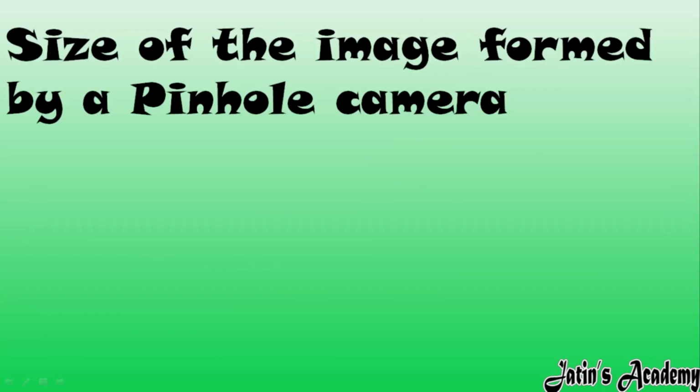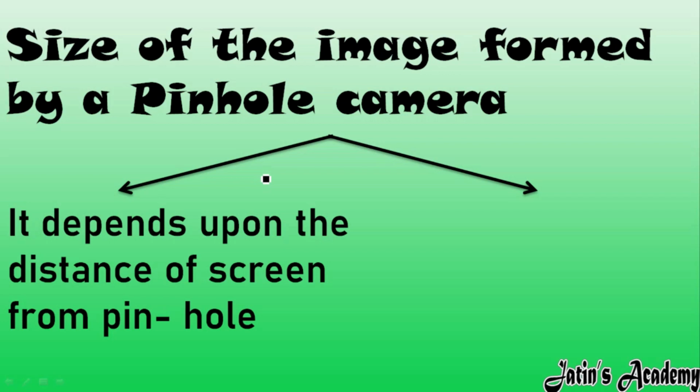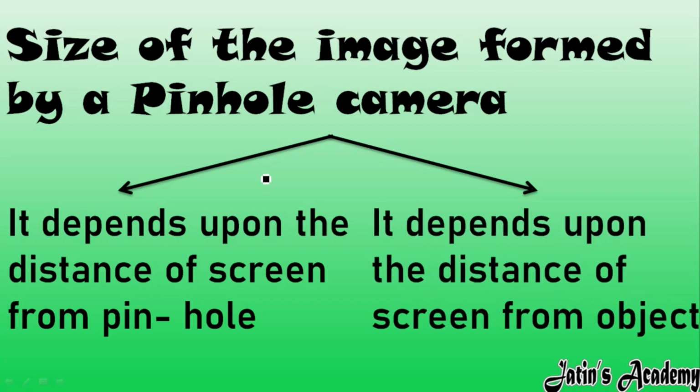Next we are going to see on which factors the size of the image formed by a pinhole camera depends. Mainly there are two factors. The very first factor is the distance of the screen from the pinhole. Whenever we change the distance between the screen and the pinhole, the size of the image formed by the pinhole camera also changes. The second factor is the distance of the screen from the object. Whenever we change the distance between the screen and the object, in that case also the size of the image is going to change.